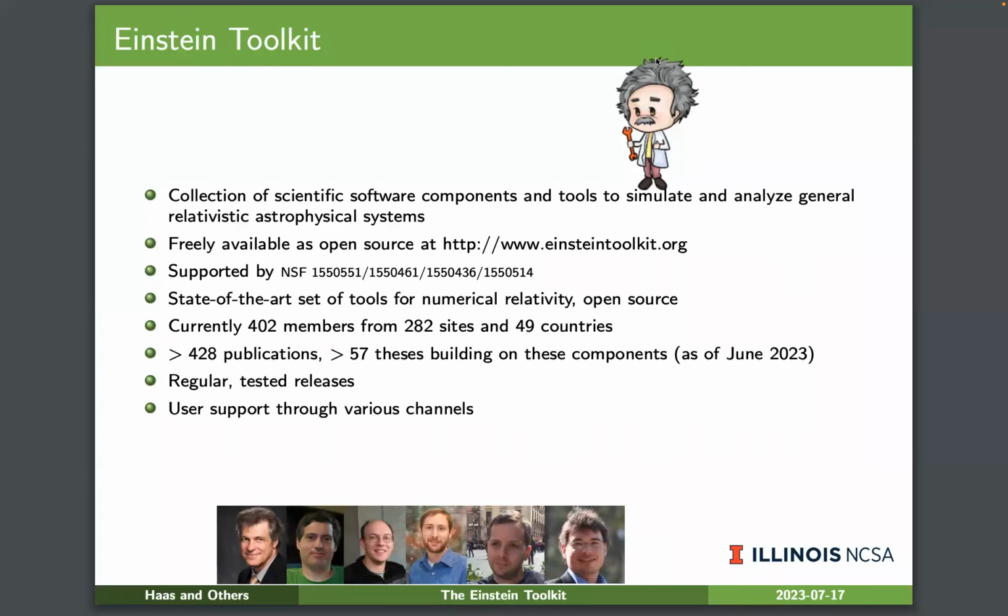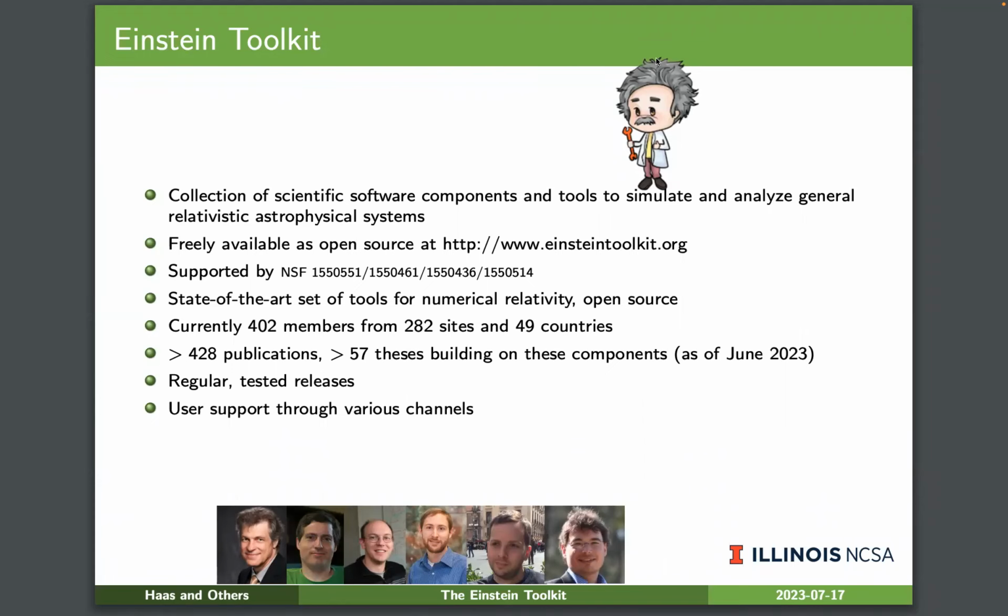Currently, at least according to our website, we have 402 registered members, persons that have said, I would like to be mentioned as a user of the Einstein Toolkit on your website, from about 282 individual universities and from 49 countries. So that's fairly large, and it's ever growing. At one point, we'll probably have to prune this down a little bit and make sure that people that we know have moved are moved to their proper locations. But it's still active, and there's lots of people in there.